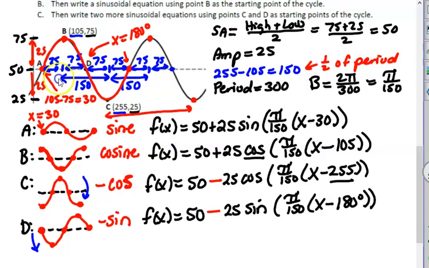So you can see that there's actually an infinite number of possible equations that I could write for this curve, but there are certain numbers that stay the same. The amplitude, the sinusoidal axis, and the period stay the same. What changes is whether or not it's sine or cosine, whether or not we're dealing with a positive or negative sine or cosine function, and of course the starting point of the cycle is going to be different for each one.